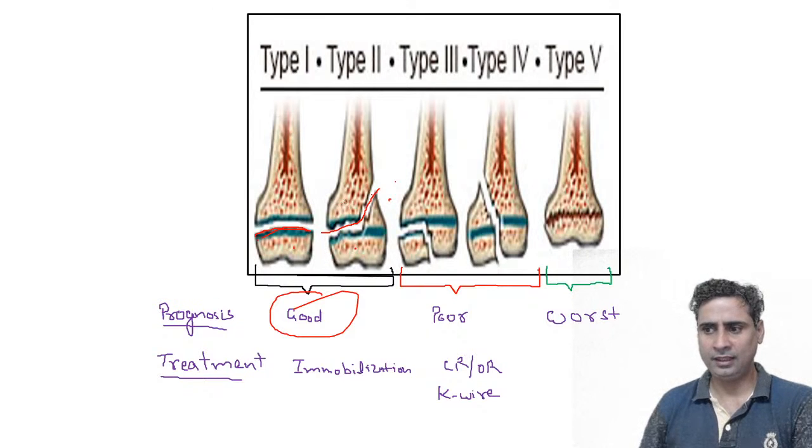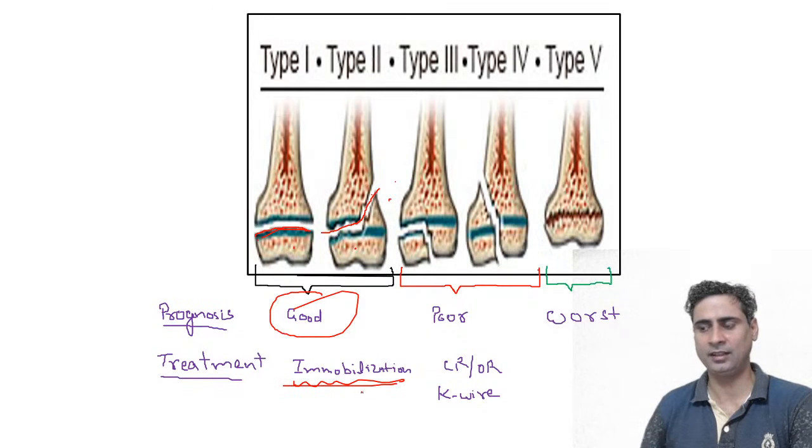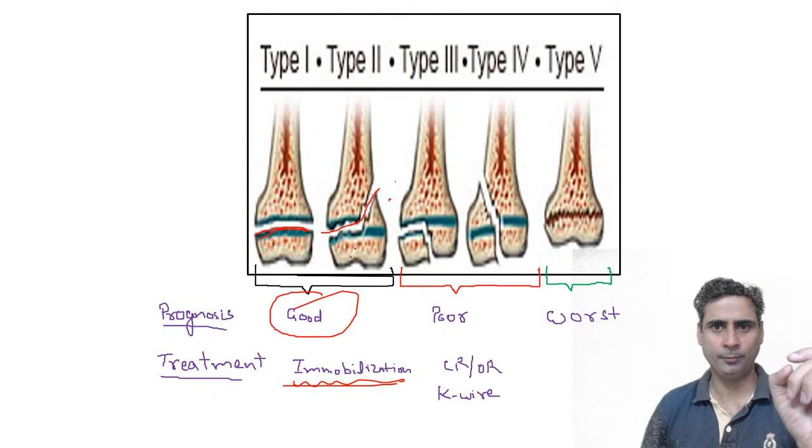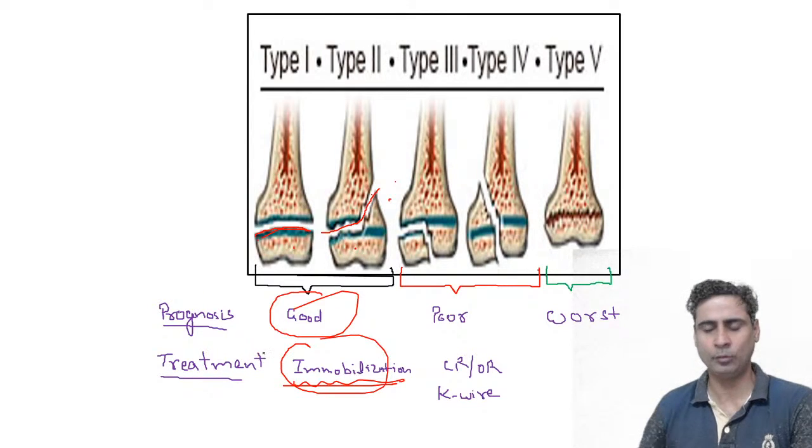And if these are undisplaced, most of the time just simple immobilization is required. If these are displaced, in that case you require reduction and percutaneous pinning, otherwise most of the time just immobilization.